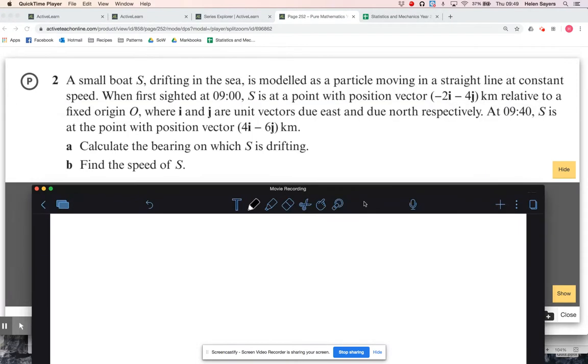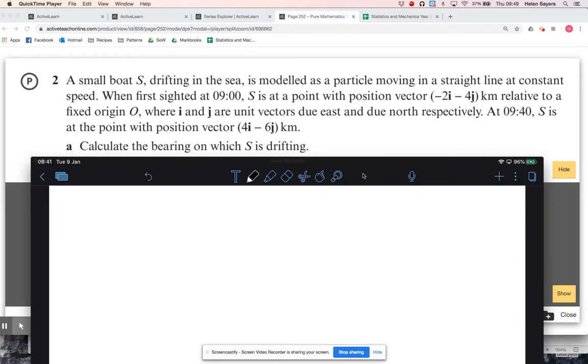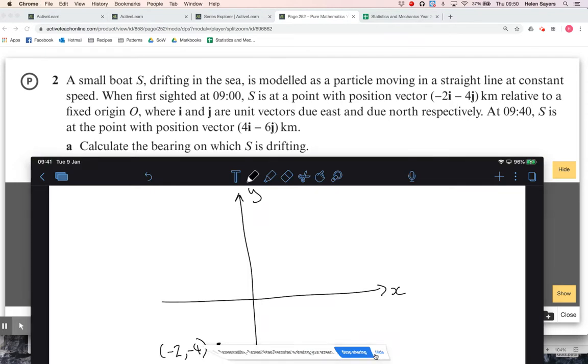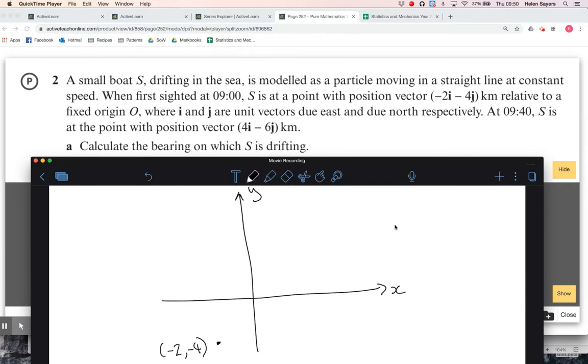Okay, so let's get a sketch of this. Let's just draw it on X and Y axes to start with. So it's starting at a position vector of -2, -4. So that's -2 in the X direction, that's my i vector, and -4 in the Y direction. Let's get that out of the way. Okay, so if I were to draw it on a coordinate axis, it would look like that.